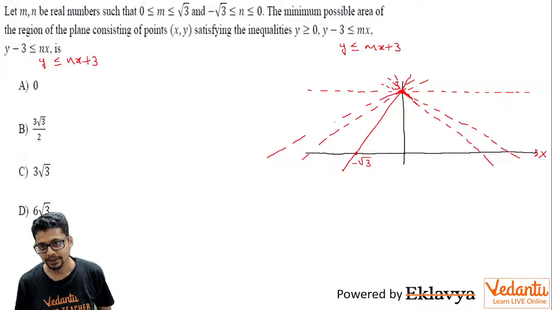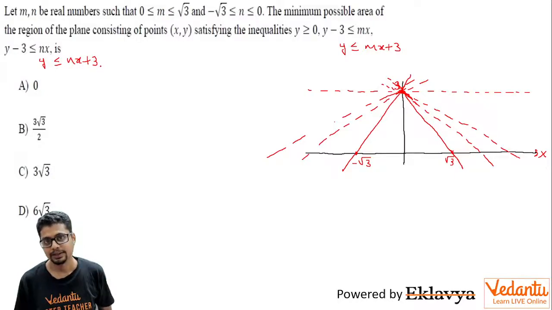And in the limiting case, when n is the minimum possible value, which is minus root 3, you get the line y equal to minus root 3 x plus 3, again passing through (0, 3), and as you put y to be 0, you get x to be root 3. And what about y less than or equal to nx plus 3? Again it is the region which is below this line, y equal to nx plus 3. The region below it is what y less than or equal to nx plus 3 is.